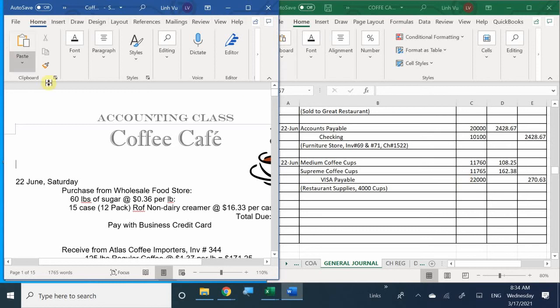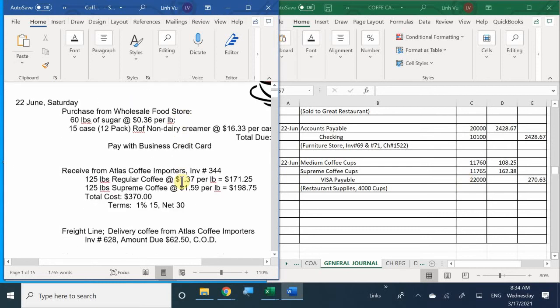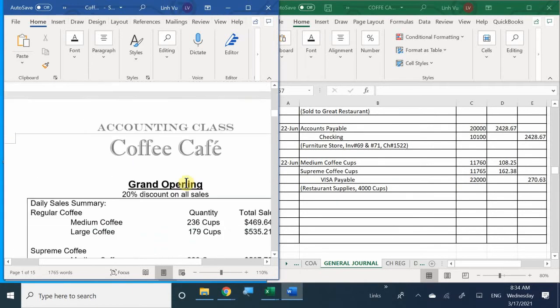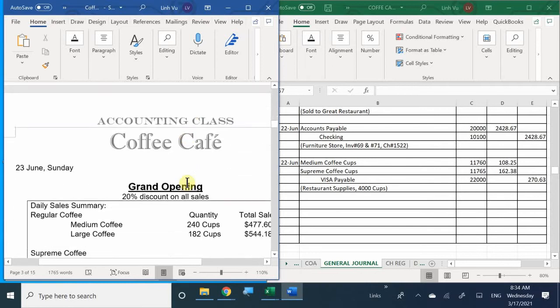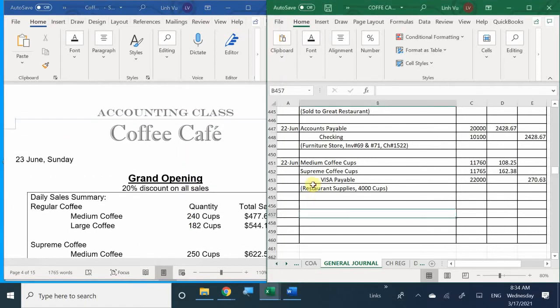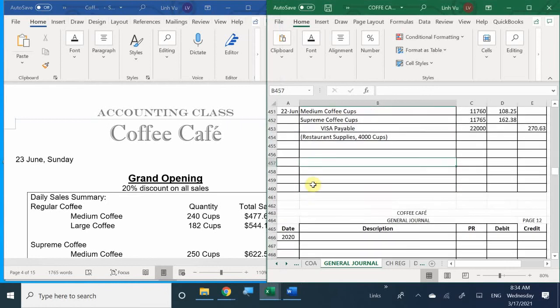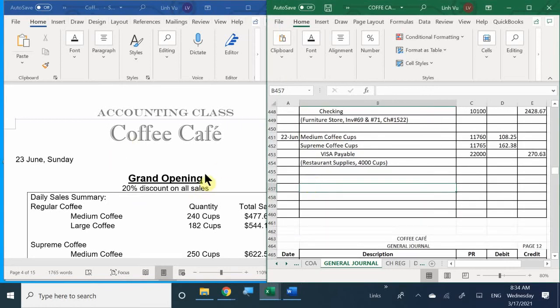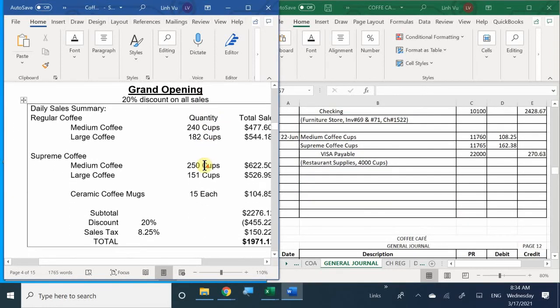Okay, so we left off yesterday. I believe we journalized everything except for the sales on the 22nd. I believe that was the last thing that we left off on. Because we have sales, we know that's a big chunk of our journal.